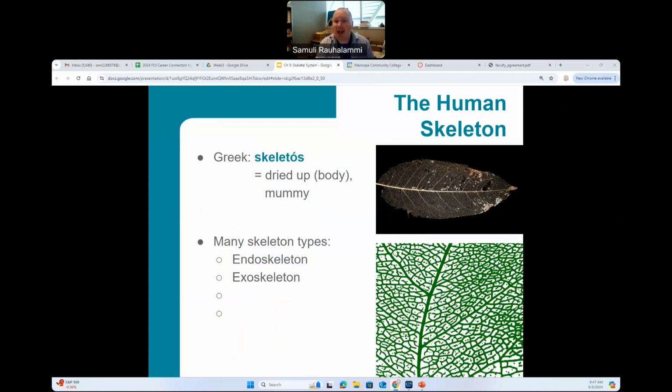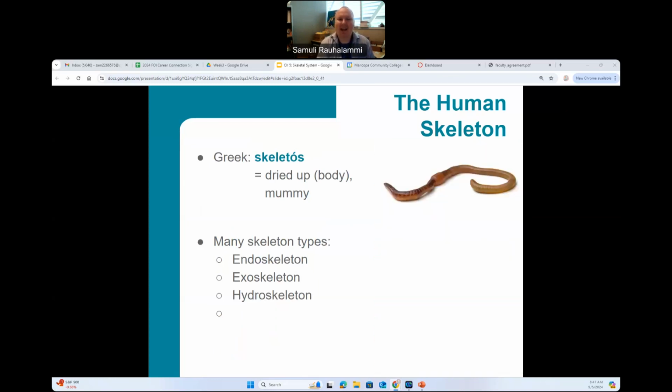Also, leaves and plants have a skeleton. What we're seeing here is an example of a vein skeleton of a leaf. The veins do contain lignin, which makes them harder to decompose by microorganisms. So we see the structure in these pictures. We also can see a hydroskeleton. This is sometimes referred to as a hydrostatic skeleton. And this is a flexible skeleton resulting from fluid pressure within the structures. And we see these especially in simple invertebrate organisms.